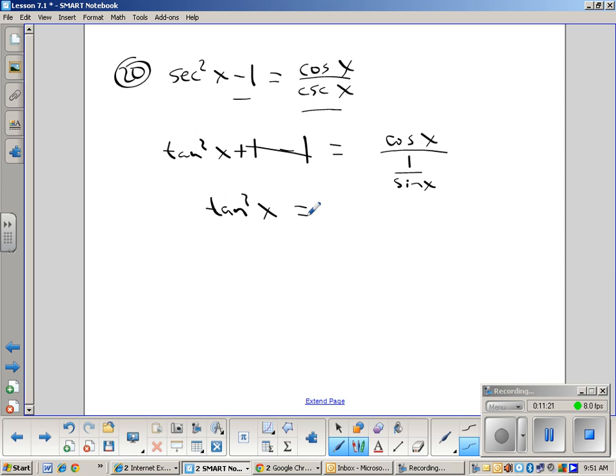Gosh, I just look at that right side, I feel like I copied something down wrong. I'm not seeing exactly where it goes. Cosine x divided by 1 over sine is the same as times sine over 1, right? And so I get tan squared x is equal to cosine x sine x. Okay.